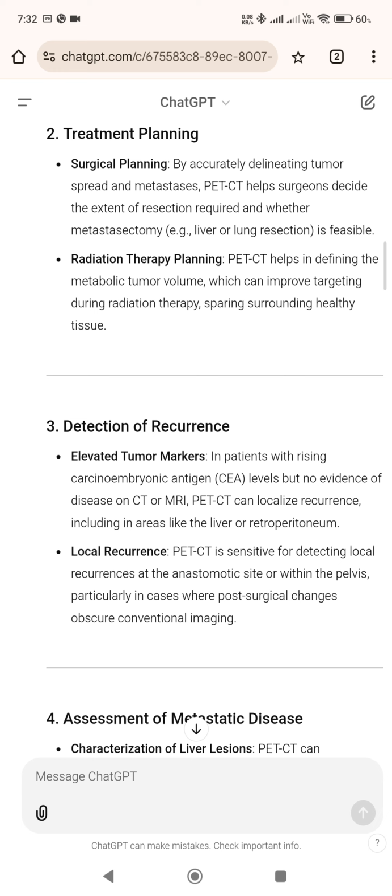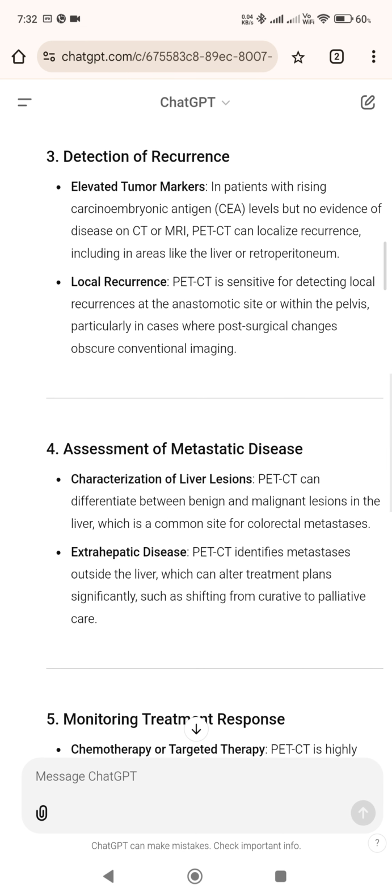Radiation therapy planning. PET-CT helps in defining the metabolic tumor volume, which can improve targeting during radiation therapy, sparing surrounding healthy tissue. 3. Detection of recurrence. Elevated tumor markers. In patients with rising carcinoembryonic antigen, CEA, levels but no evidence of disease on CT or MRI, PET-CT can localize recurrence, including in areas like the liver or retroperitoneum.